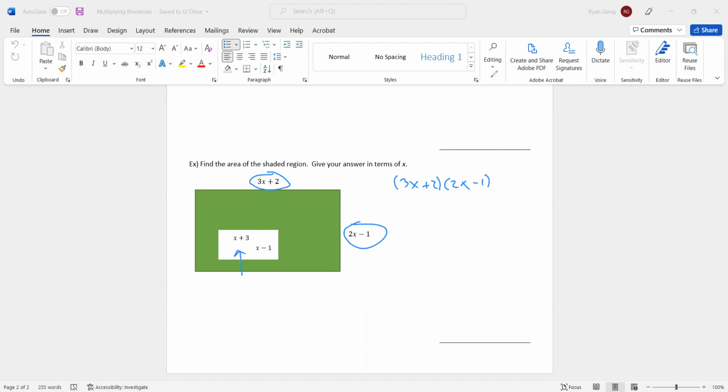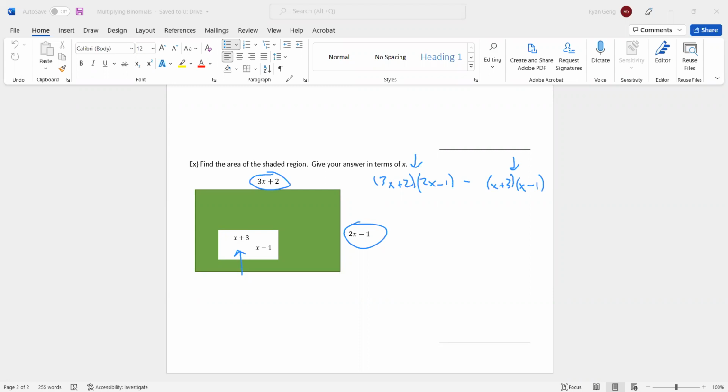So we need to subtract, I'm going to try this again. More space. So 3x plus 2 times 2x minus 1. On the other side, I got x plus 3 and x minus 1. That's the area of the white rectangle. And to find the area of the green, I'm going to do the area of the whole rectangle, which is this one, minus the area of the white rectangle, which is this one. That's going to be the green.